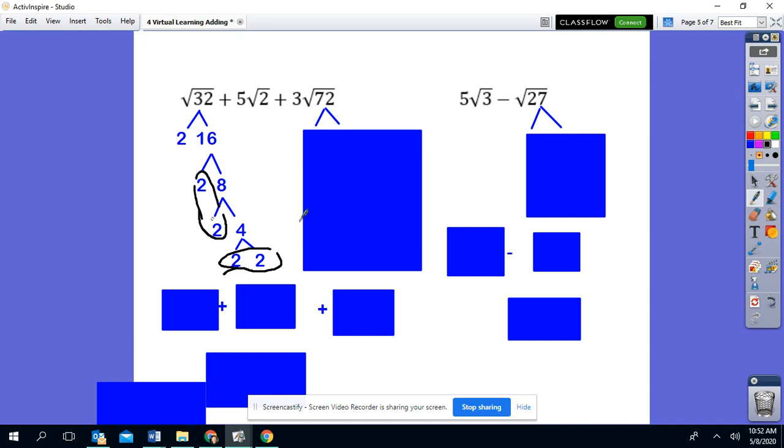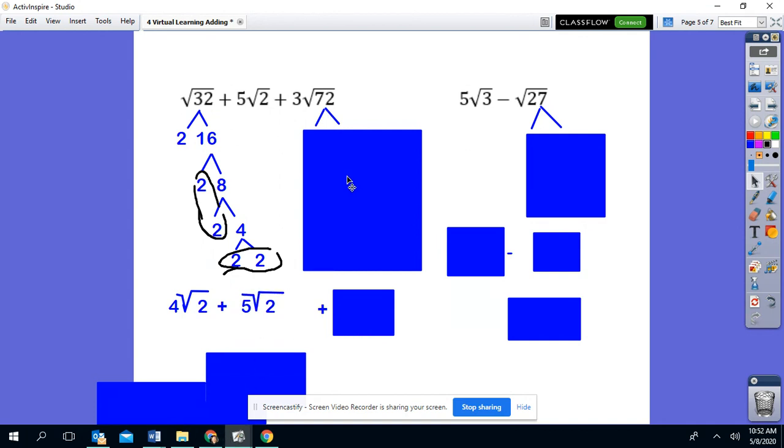All right, so remember, whatever you circle gets multiplied together and goes on the outside of the radical sign. So 2 times 2 would give me a 4, and the number that I didn't circle goes underneath, stays inside. So we've got 4 times the square root of 2. So square root of 32 breaks down to 4 times the square root of 2. 5 times the square root of 2 is already in lowest terms, so I can just bring that down.